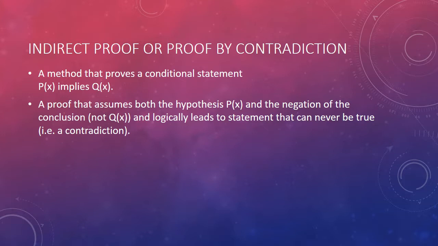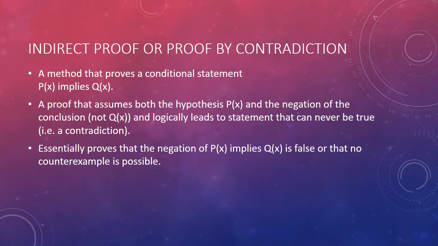If you run into something like that, then you know that P of x and not Q of x cannot be true at the same time. What this essentially does is that it proves that the negation of P of x implies Q of x is false, or that no counterexample is possible.